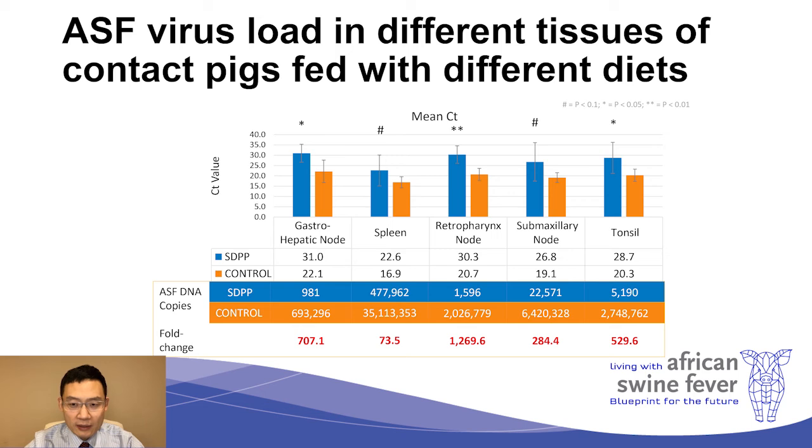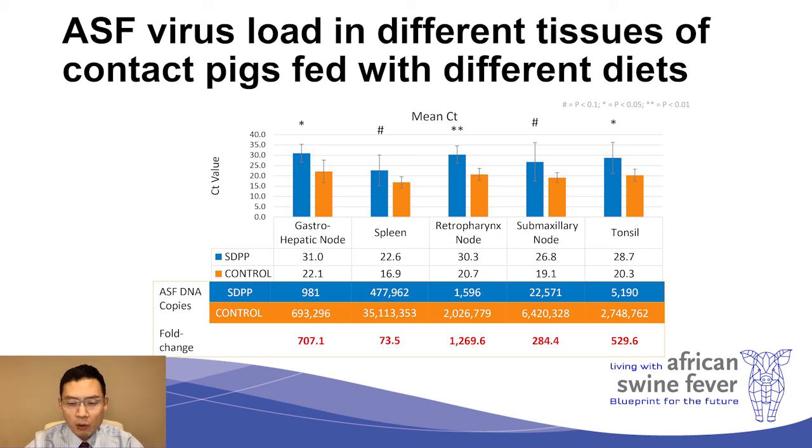We also collected the tissue samples and the lymph node from all the pigs, the contact pig, and also the challenged pig as well. This slide shows the viral load in different tissues of the contact pig at the end of the study by different dietary type, plasma group and the control group. As you can see, the blue one represents the plasma group, and the yellow one represents the control group.